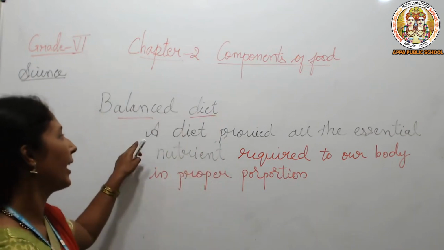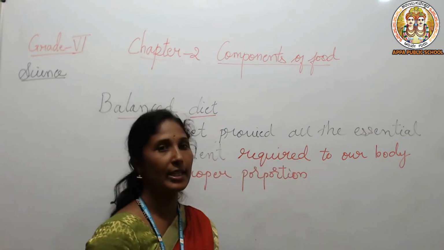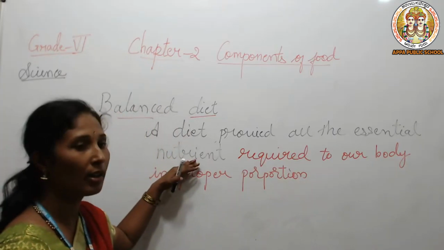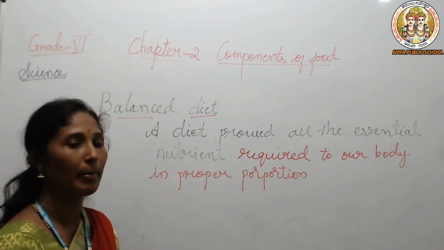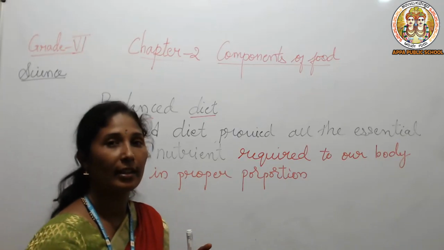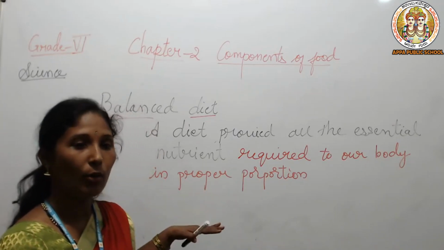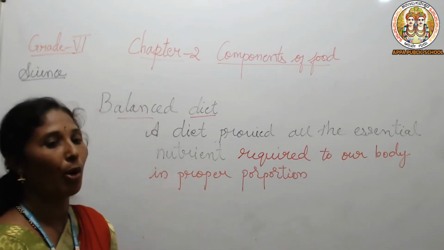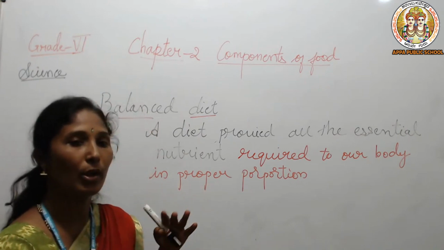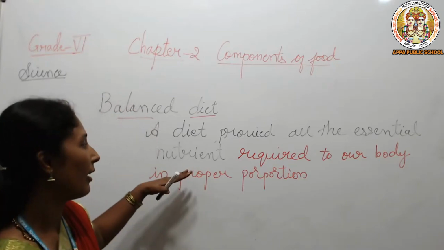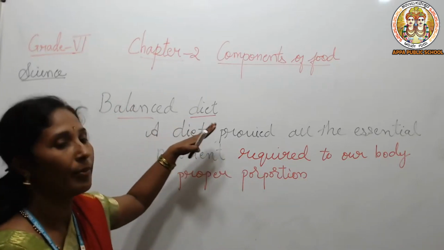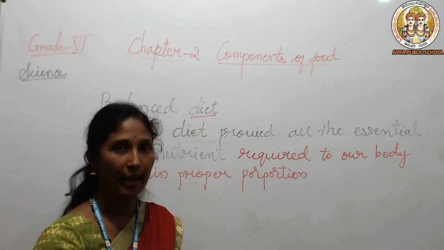What is a balanced diet? A diet that provides all the essential nutrients. What are essential nutrients? We have studied carbohydrates, protein, vitamins, minerals, fat, dietary fiber and water. Everything should be in a proper proportion. One nutrient should not be less. In that way, it is called a balanced diet.